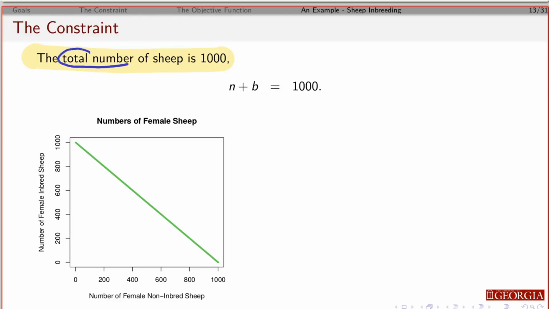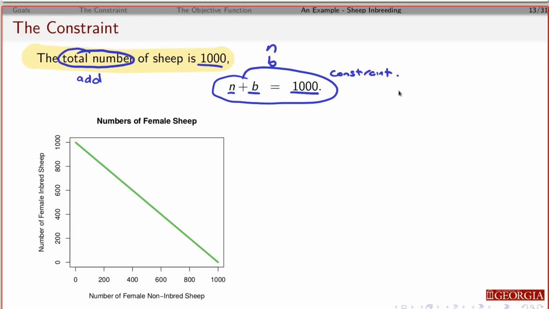And total number, that's secret code for adding up all the sheep that I have. So if I go through and I add up all of my sheep, I should get 1,000. And I've only got two kinds of sheep, the non-inbred sheep and the inbred sheep. So if I add the non-inbred sheep to the inbred sheep, my total is 1,000. And what I have now is my constraint.